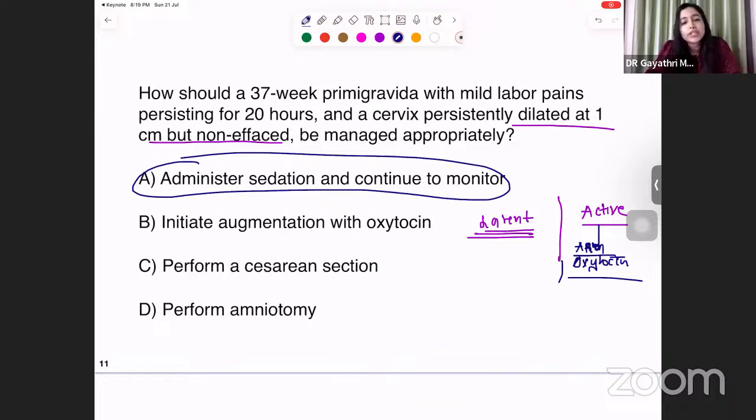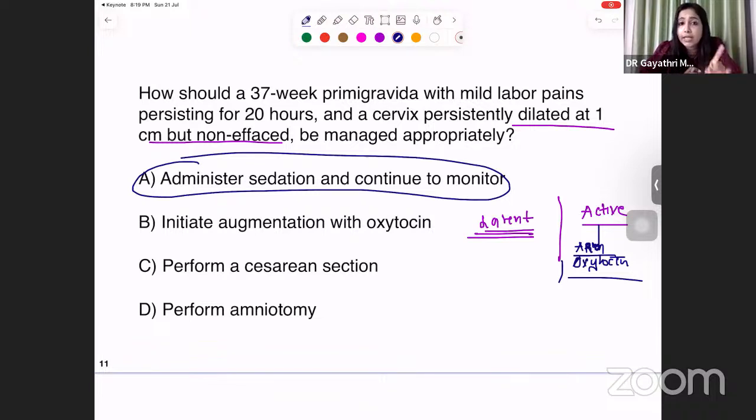Ideally, what we do initially is artificial rupture of membrane. Then we reassess the patient. If the rate of progress is still less, then we go for oxytocin. But when the head is high, or when we suspect that the cord can come out easily, in those situations you give oxytocin first, bring down the head of the baby, then go for an artificial rupture of membrane.